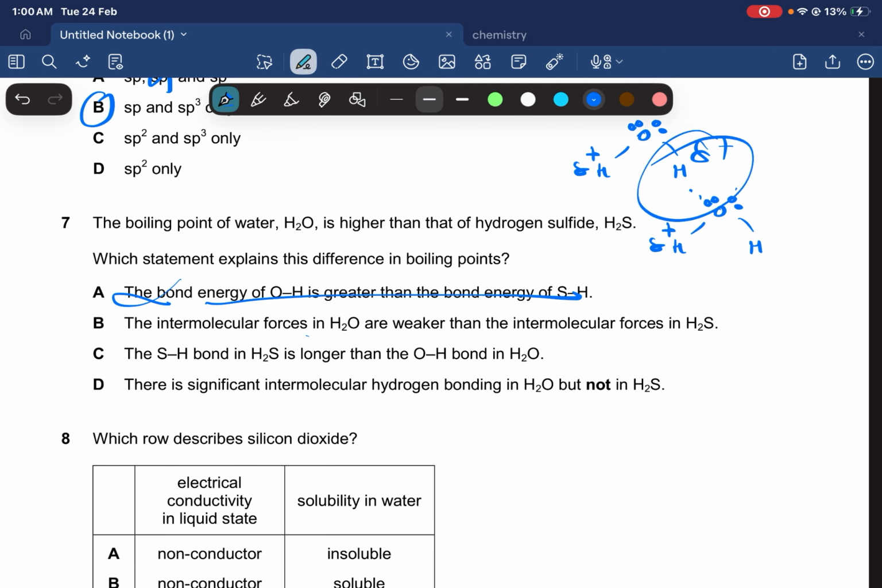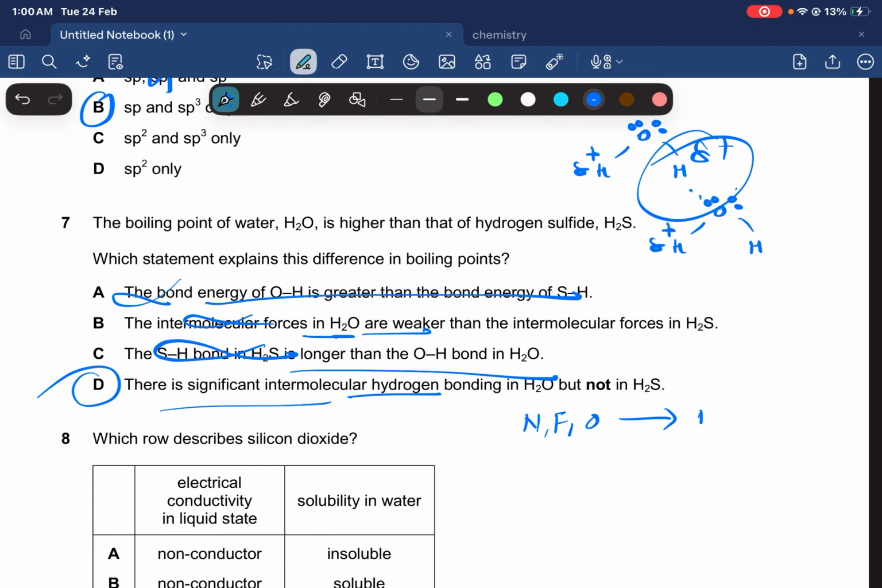The intermolecular forces in H2S are weaker, not stronger. The SH bond being longer, you don't care about that. No. The significant intermolecular hydrogen bonding in water, yes, hydrogen bonding plays a part. And how does hydrogen bonding occur? If you have nitrogen, fluorine, or oxygen bonded directly to a hydrogen.